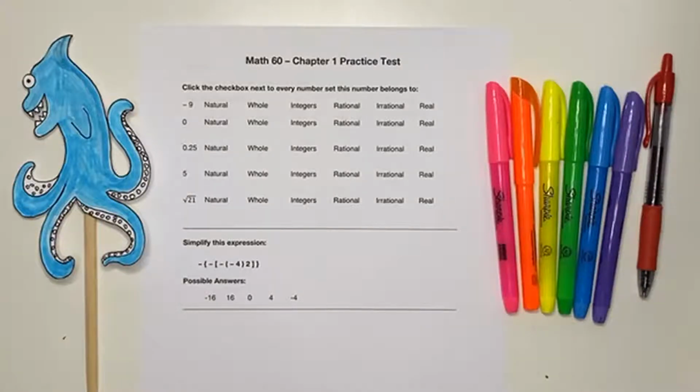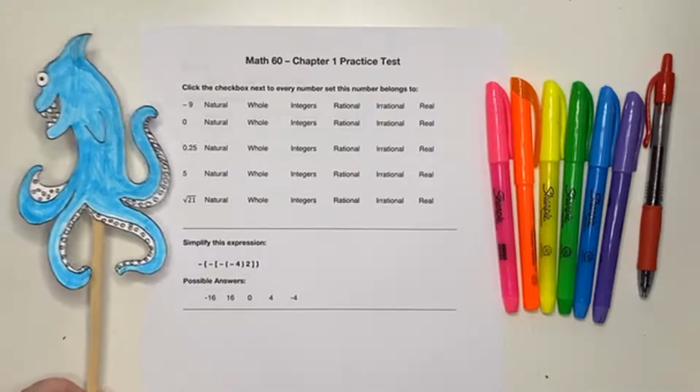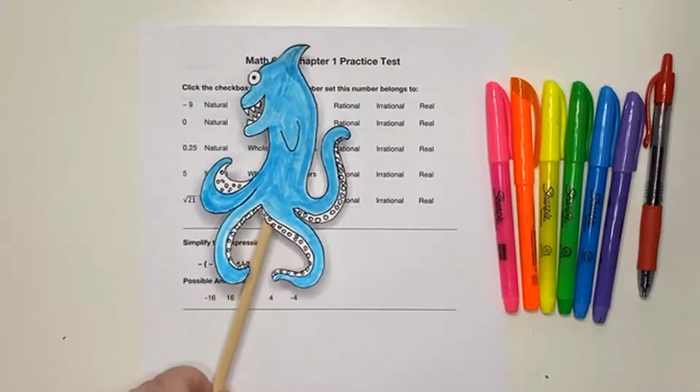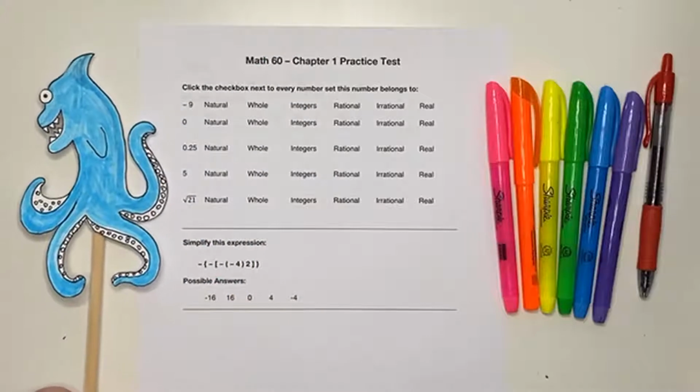Woohoo! We are live, and this is Math 60 Intermediate Algebra, and this is the new Sharktopus puppet. Let me bring him in. There we go. Try to get a little bit of focus there.